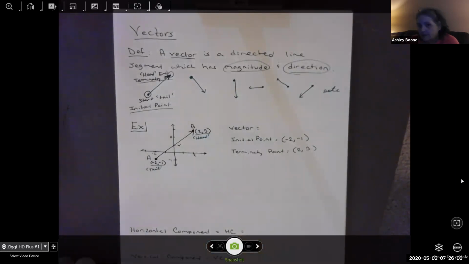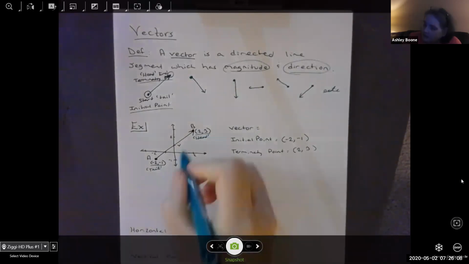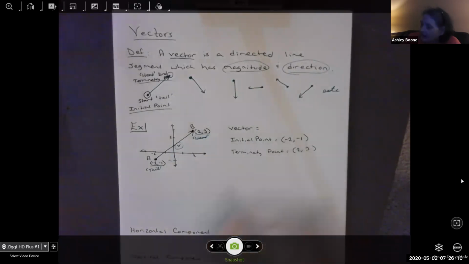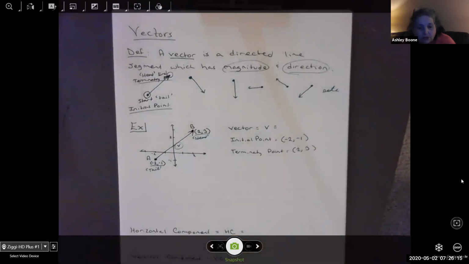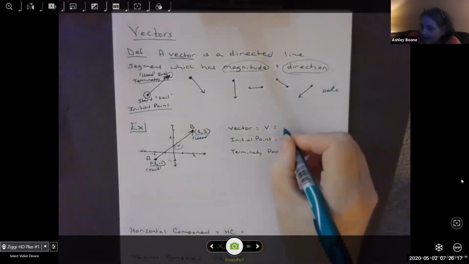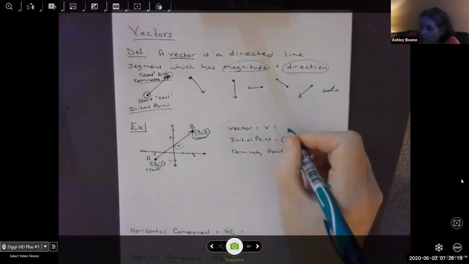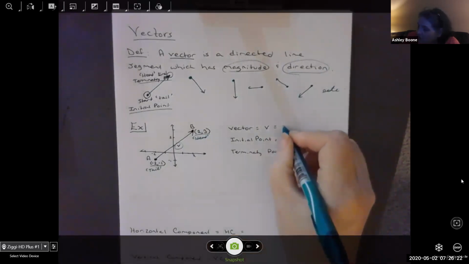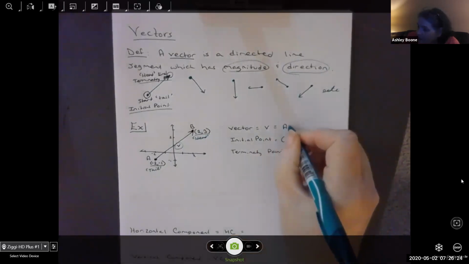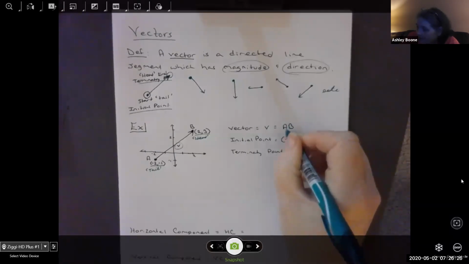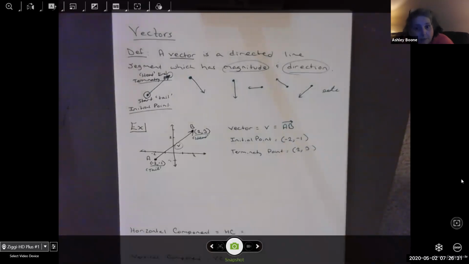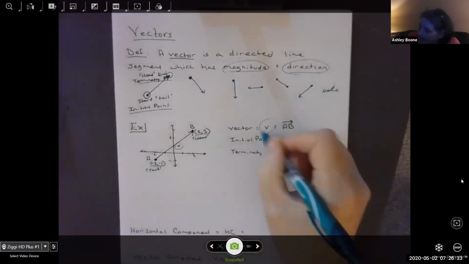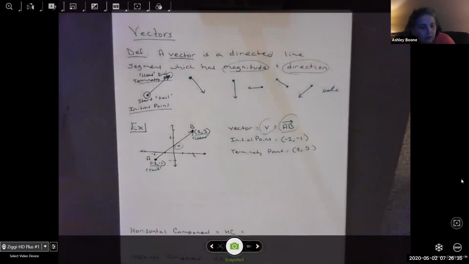Now, notation-wise for vectors, lots of times we use a lowercase letter like a lowercase v for vector. We can also write a vector with the letters of the points. So we have the initial point A, the terminating point B, the tail and the head, and we put the arrow over top to represent that we're talking about a vector. Both of these are very accurate ways of writing that, okay?